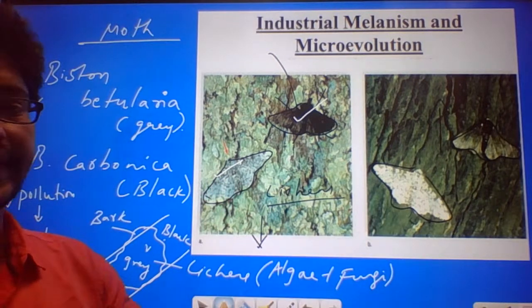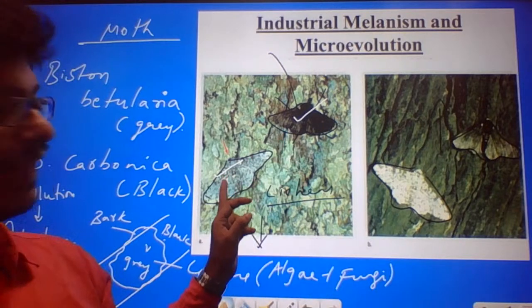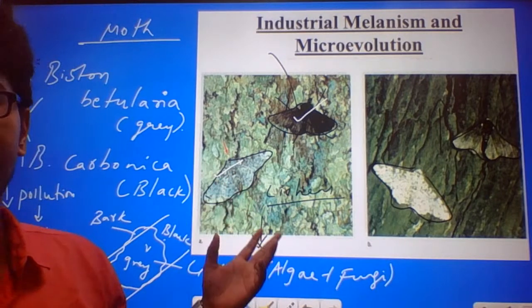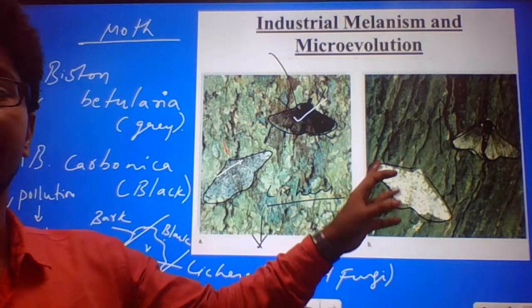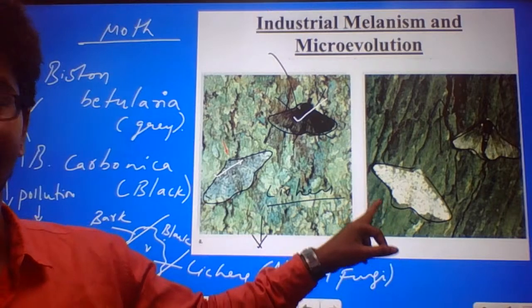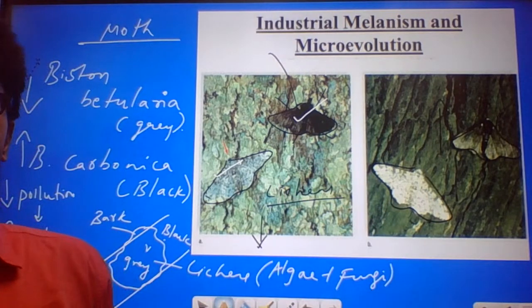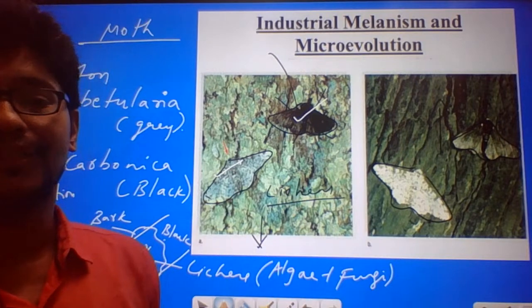As long as the lichens started diminishing, the lichens started getting destroyed, then what happens? The gray moth number also got reduced, because the gray moth could easily be found by the predators, since it couldn't camouflage with the color of the lichens. So industrial melanism comes under the classical examples of natural selection.